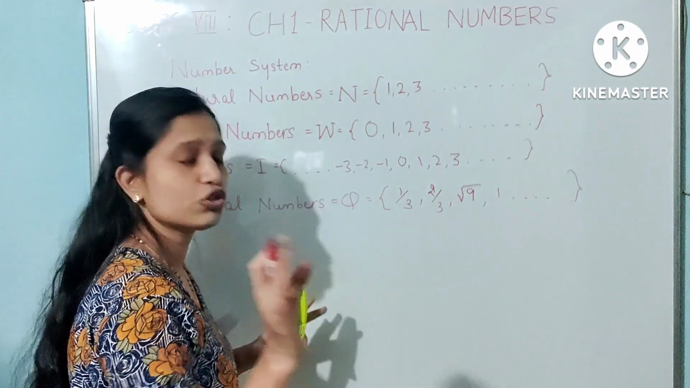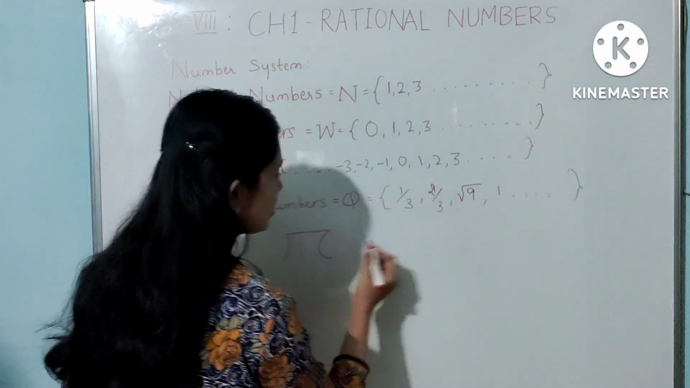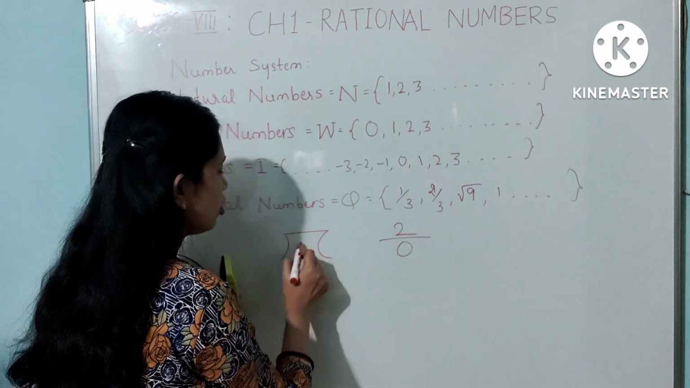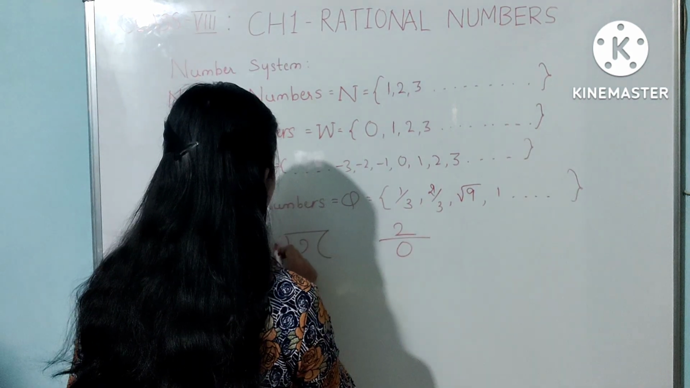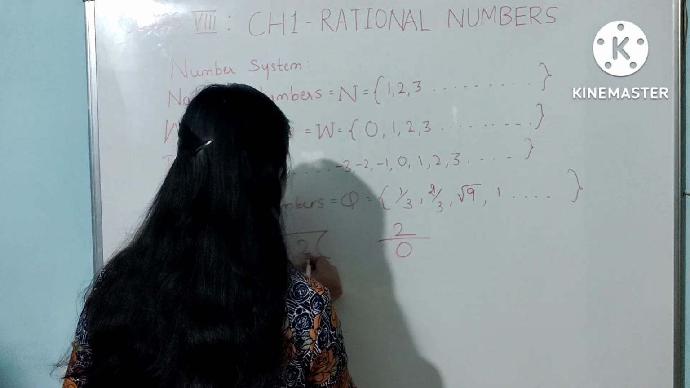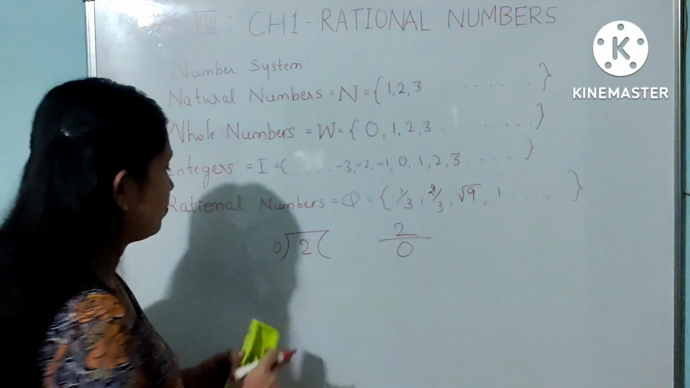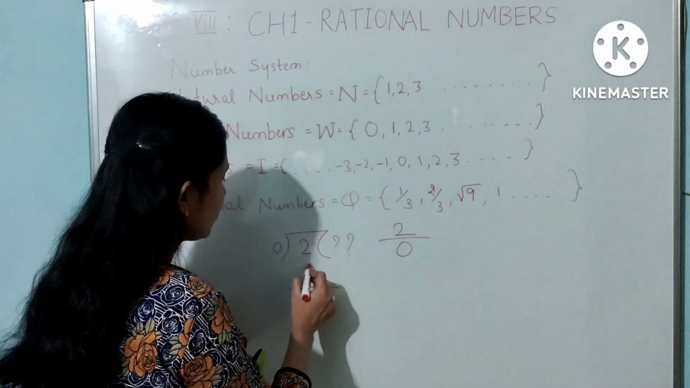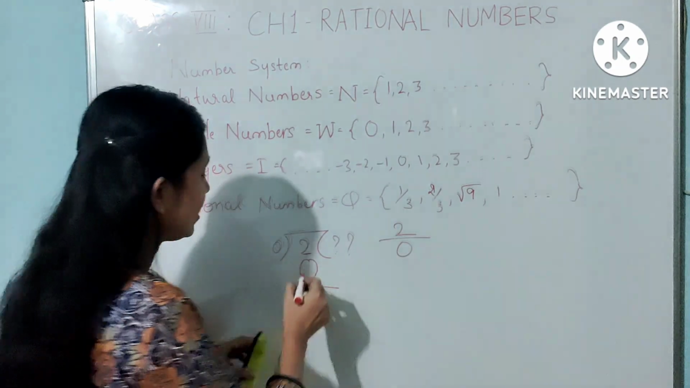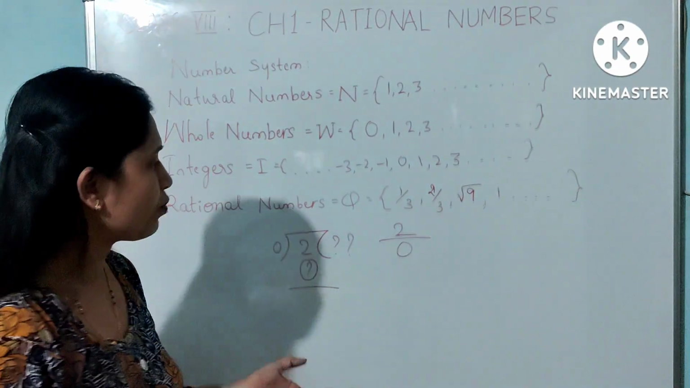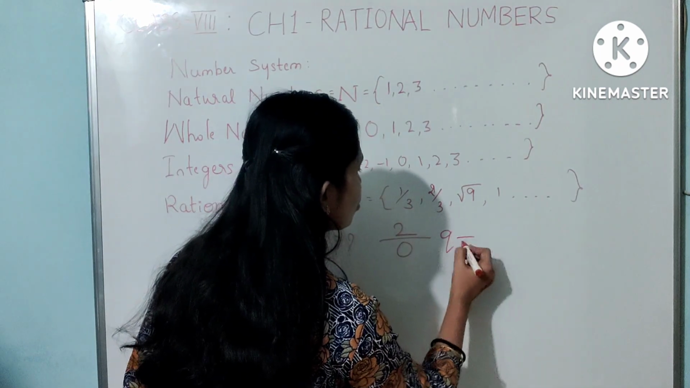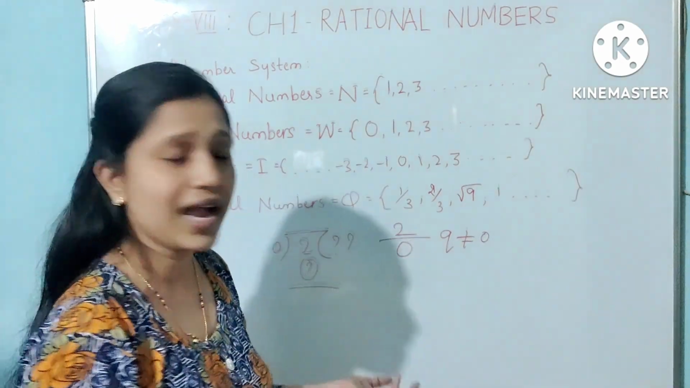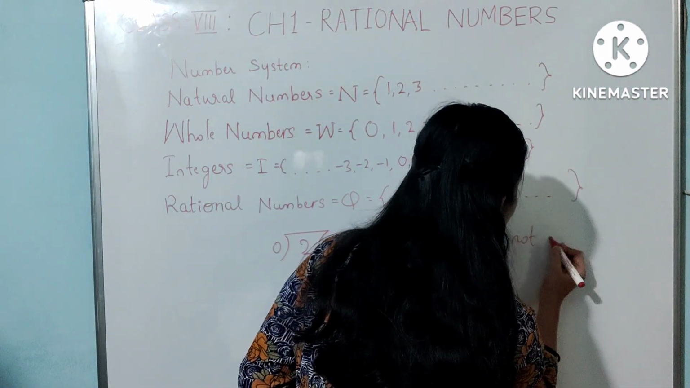Why? The denominator value should not be equal to 0. Let us understand in this format. 2 by 0. Let's divide 2 by the value 0. Can you tell a number that multiplies with 0 and gives the answer 2? Is there any number? No, right? It's not possible. So q should not be equal to 0. If q is equal to 0, then we say it is not defined.